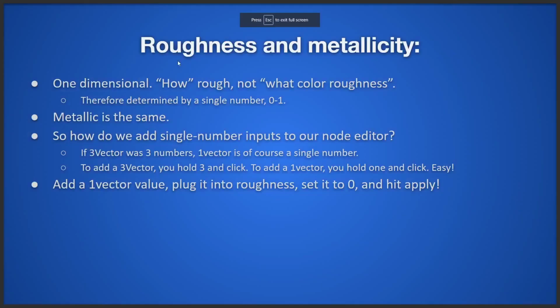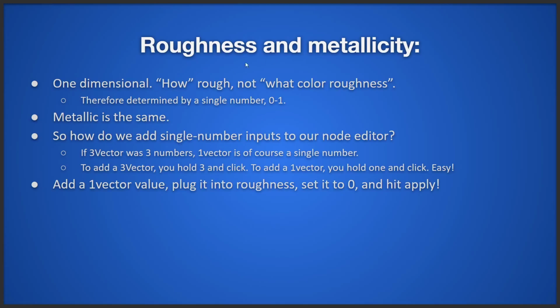Metallic and roughness. So roughness and metallicity are both one-dimensional values. How rough something is is a 0 to 1 value. You're not going to say what color roughness or what direction roughness. It's just how rough. It's a 0 to 1. Matte correlates more to roughness. Metallicity correlates with... you'll see. I'm going to show you a really nice diagram in a second.